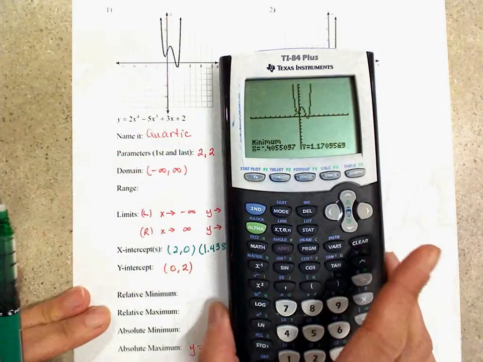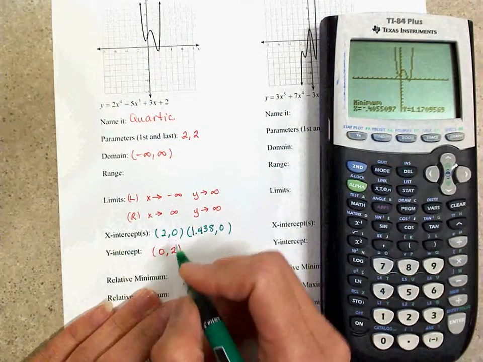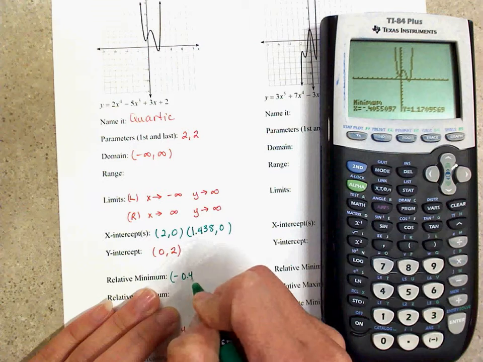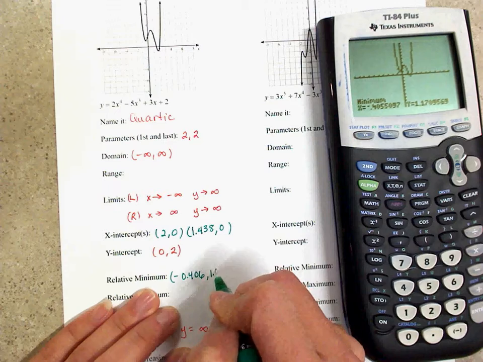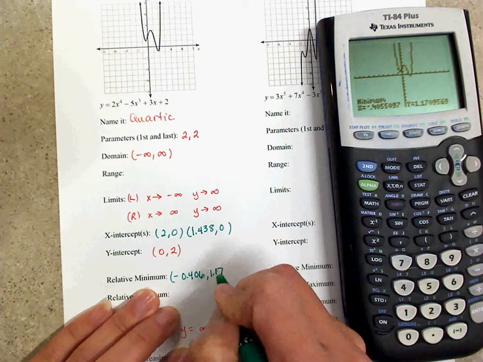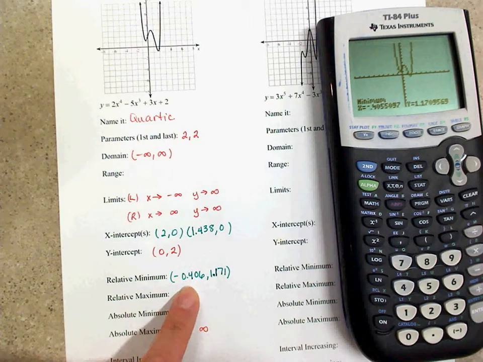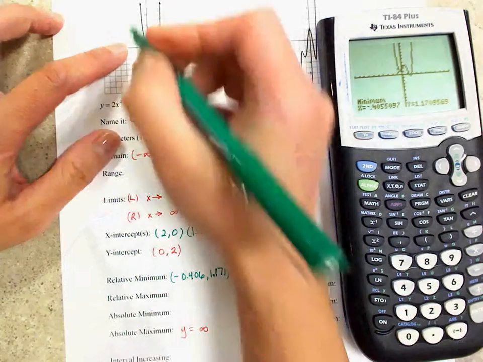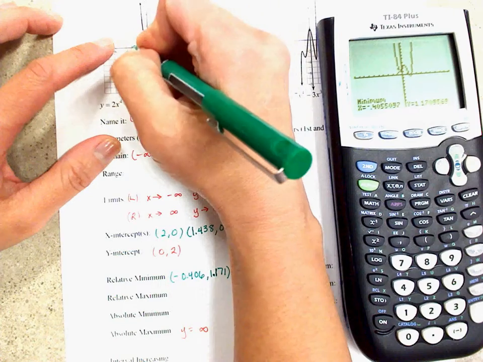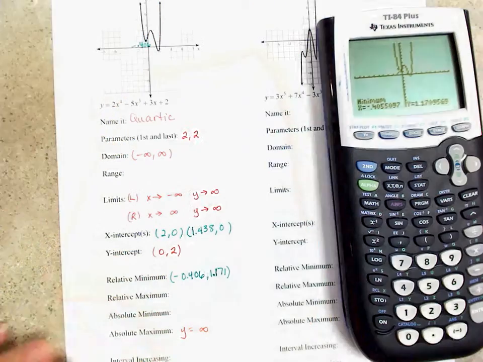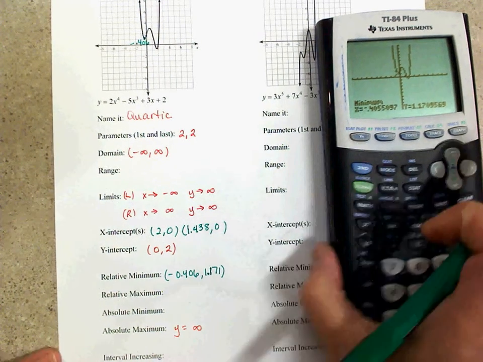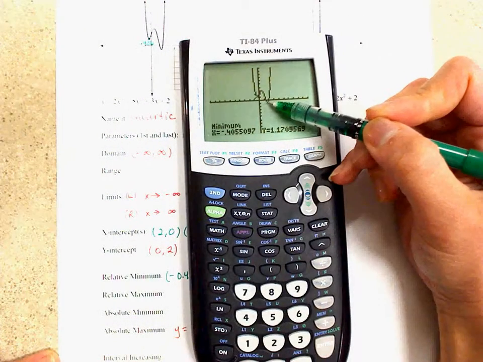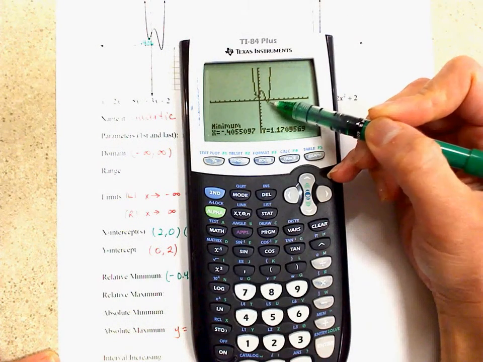So your first minimum, relative minimum, is negative 0.406, comma 1.171. All right? We'll come back and write our x value right here. So negative 0.406. If you write your x value, it will help you a lot on your interval increasing and decreasing, okay? All right, now on our graph, this right here is also a minimum, but it is your absolute minimum.